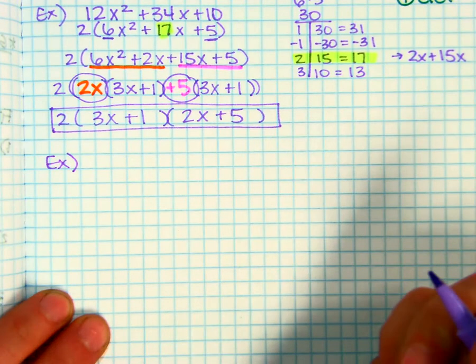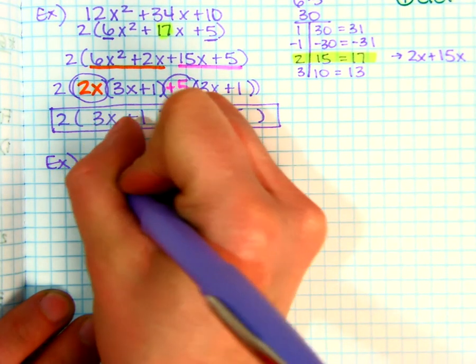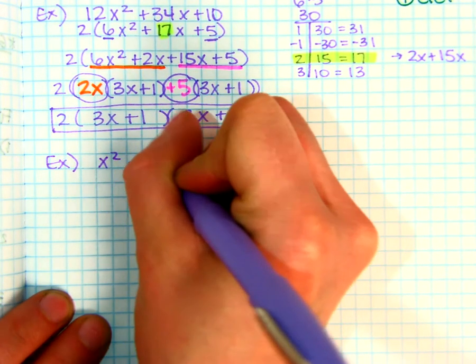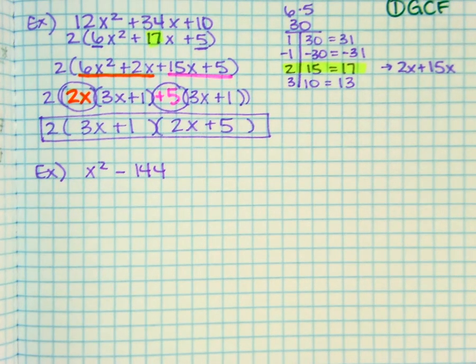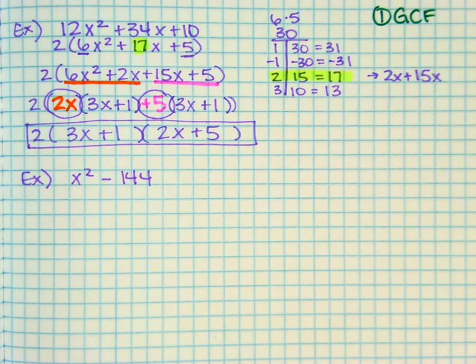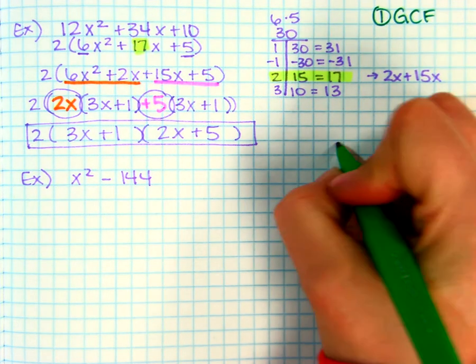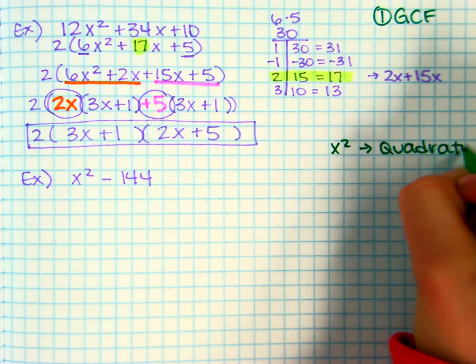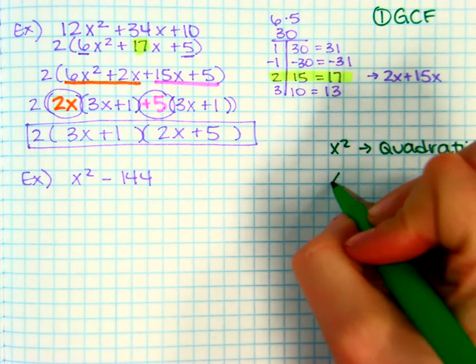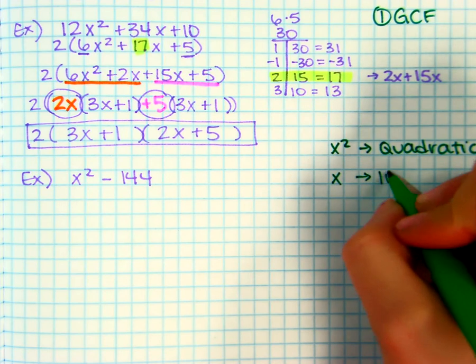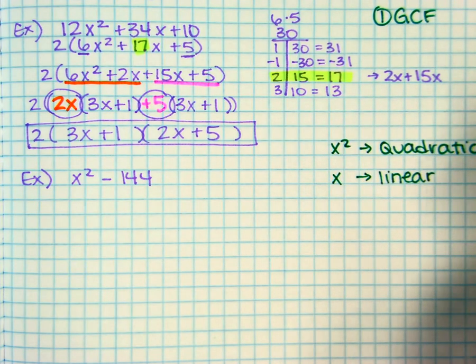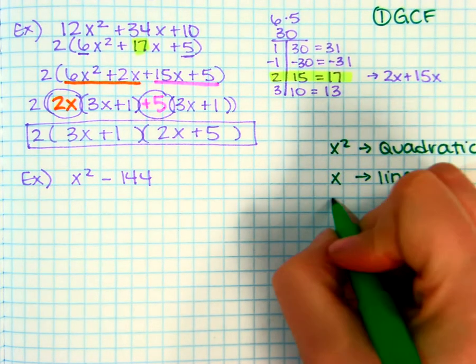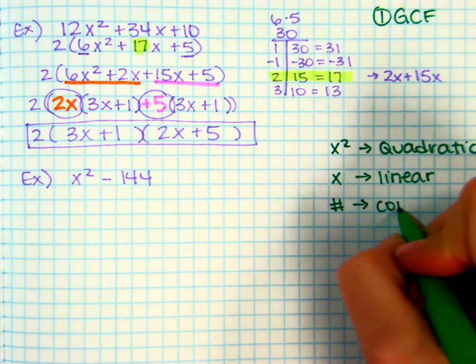All right, so we're going to do x squared minus 144. Real quickly, I just want to go over the fact that we usually have 3 terms. Our 3 terms: x squared is called our quadratic term. The variable with the x is called our linear term, because when we have linear lines, we only have an exponent of 1. And the number is called our constant.